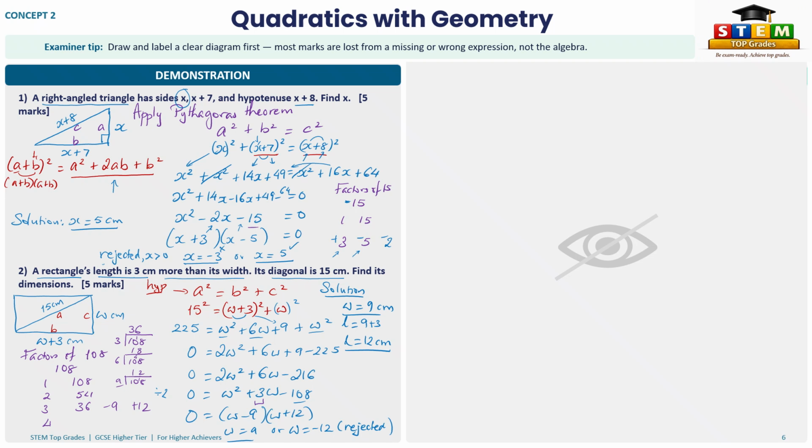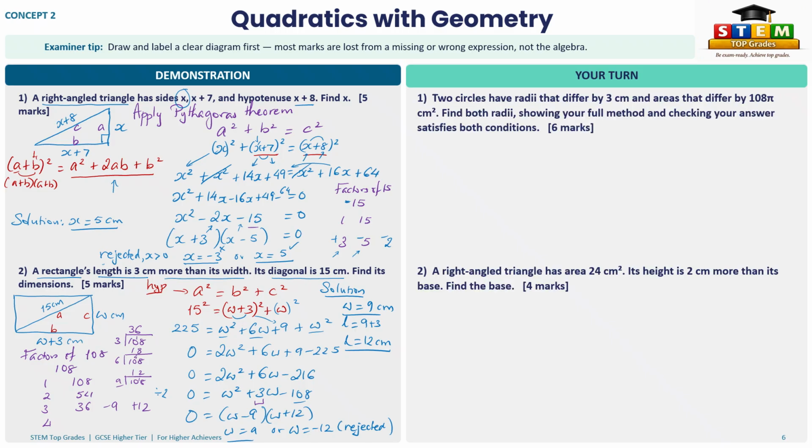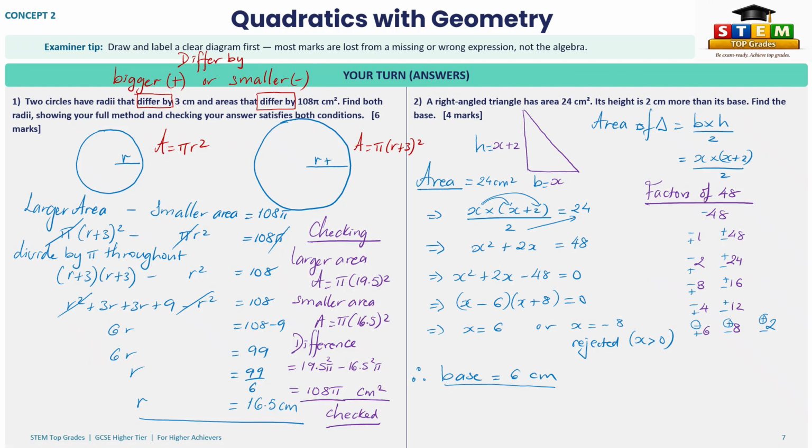Now it's time for you to start doing some practice questions, and let's see what we've got in store for you. For this one, you've got two questions to do with circles and right angle triangles. Let's see if you can try them, and I'll see you on the next slide. You can pause here as well and see which ones you got correct, and correct your mistakes and annotate on your work.